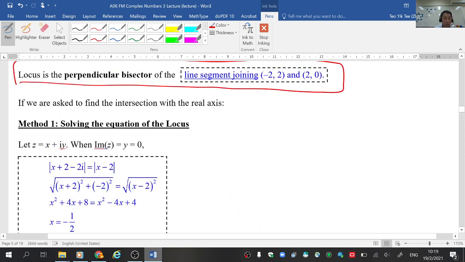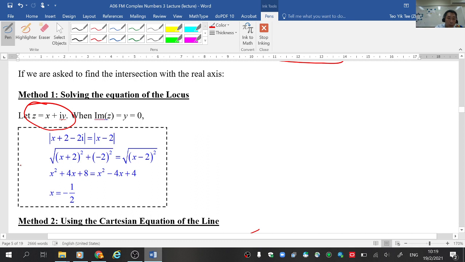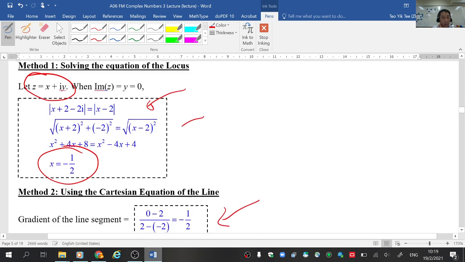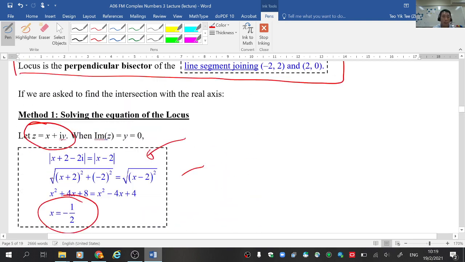The other way by which you can actually do it is the same old trick. Let z be x + iy. So you may let z = x + iy into the equation, activate the modulus, and you can get the equation to be x = -1/2. Okay, so that is the trick to handle this part of the question.